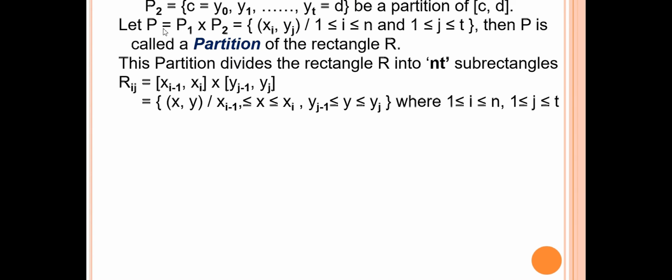Let us consider the partition P is equal to P1 cross P2. This is a set of all those two tuples (xi, yj) such that i is from 1 to n and j is from 1 to t. Then this set P is called a partition of the rectangle R. So this is, you can say, the cross product of xi, yj, that is the two tuples of all those xi and yj's. So this P is called a partition of the rectangle R. So this partition divides the rectangle R into n into t sub rectangles Rij.